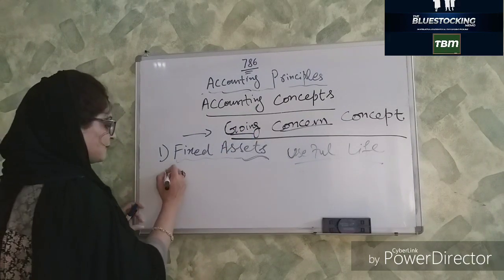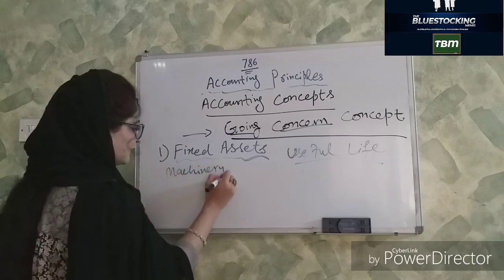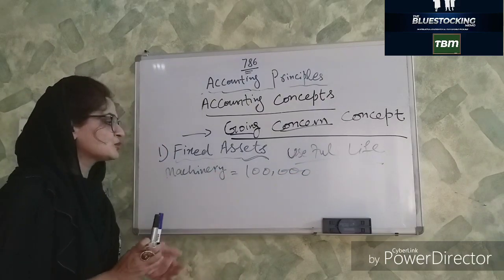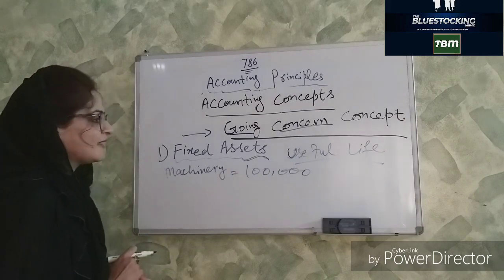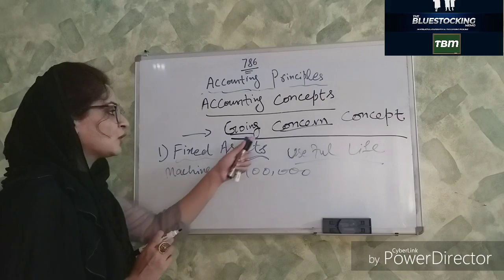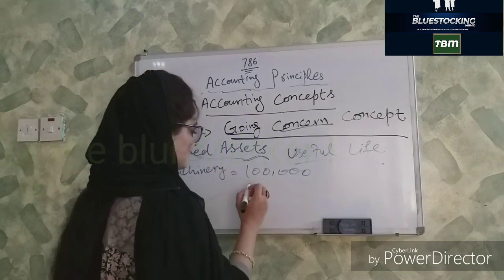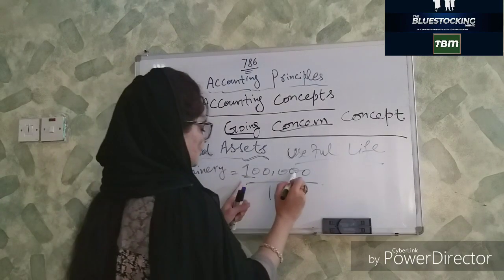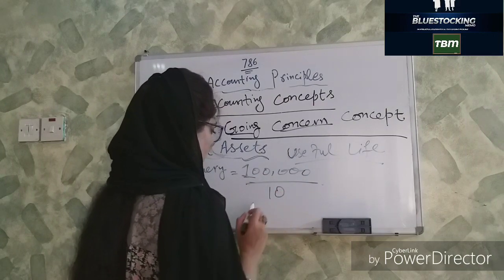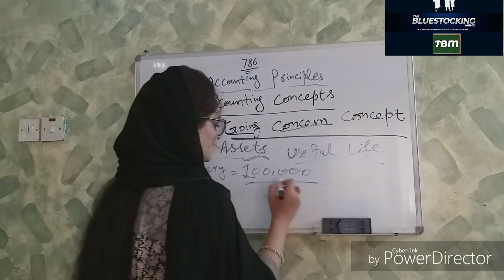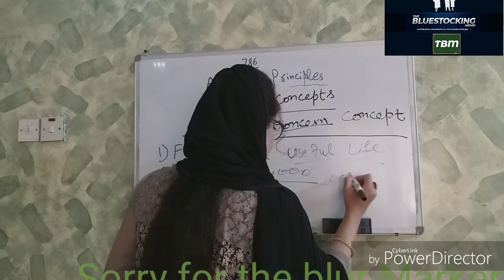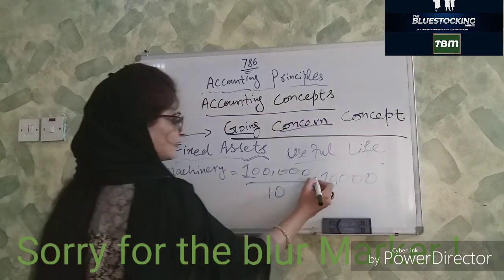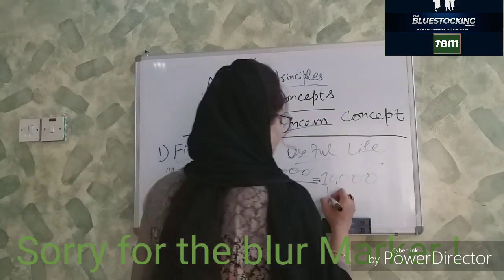For example, if we buy a machinery of worth 100,000 rupees, we buy the machinery for future use in our business concern. We need to assume some useful life for this machinery. In the going concern concept of the business, let's say it will have a useful life of 10 years. We would divide the cost of the machinery with its useful life, that is 10 years. So it would be 10,000 per year, the depreciation value.